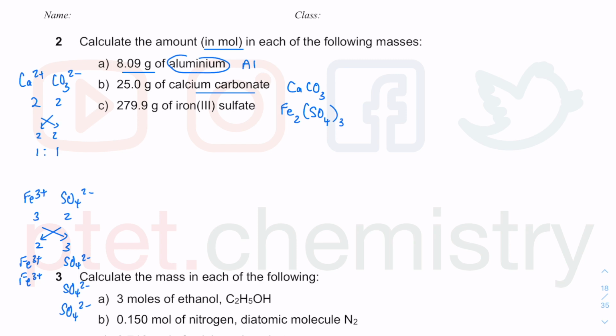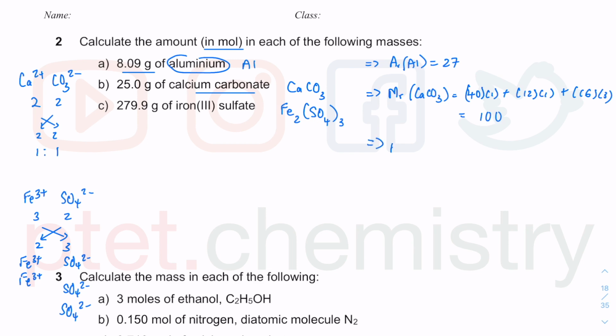So what we're going to do is look at the Ar. From the periodic table, the relative atomic mass of aluminium is 27. And then I'm looking at the Mr of calcium carbonate. So there's 40 times 1, plus 12 times 1, plus 16 times 3. So they give me 100. And last but not least, the Mr of Fe2(SO4)3. That's how you read it.